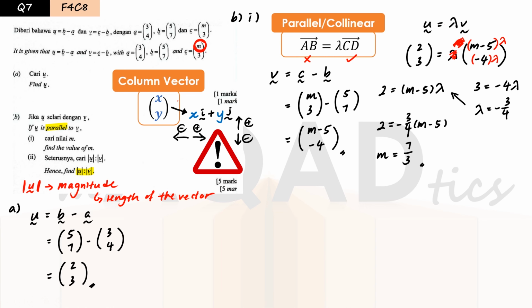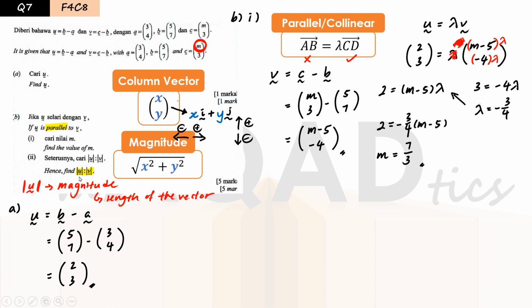How do we find the length of the vector? Basically, we can use this formula: square root of x squared plus y squared. And the x and the y, how can we find them? They are actually the values of the column vector here, which is the x and the y, which are also the values of vector i and vector j. Here, let us find the magnitude of vector u and vector v first.